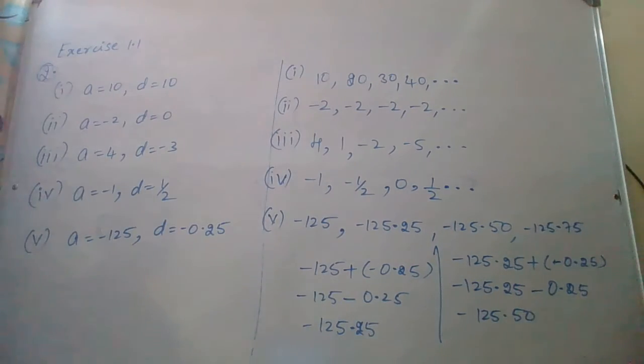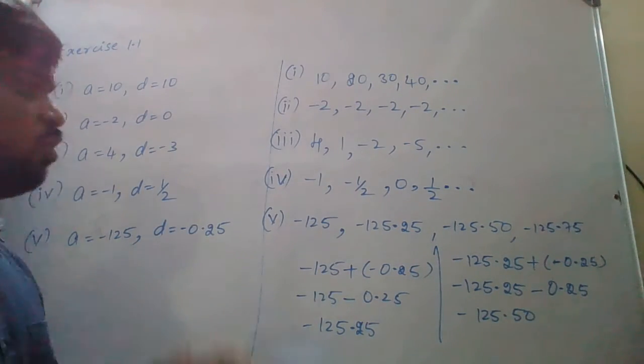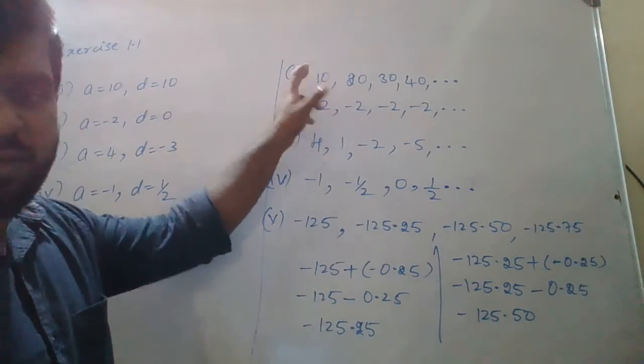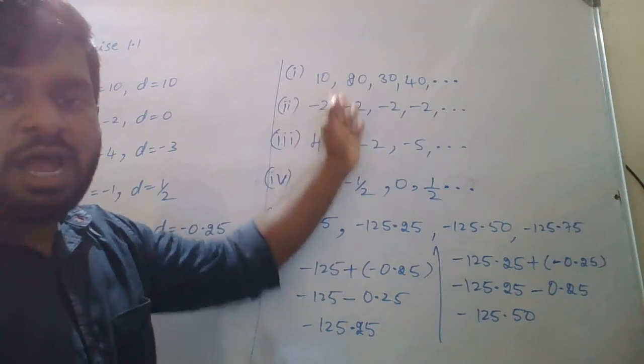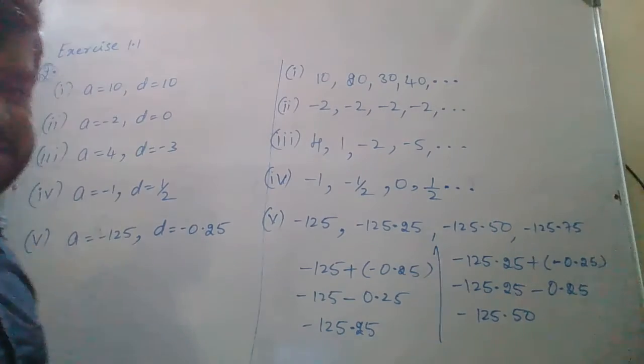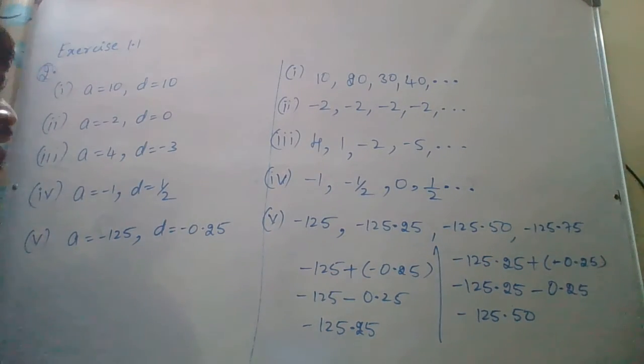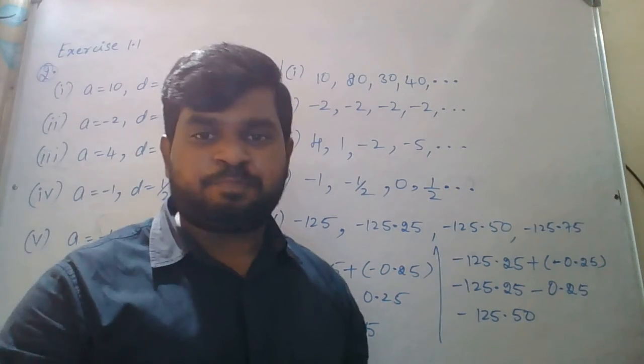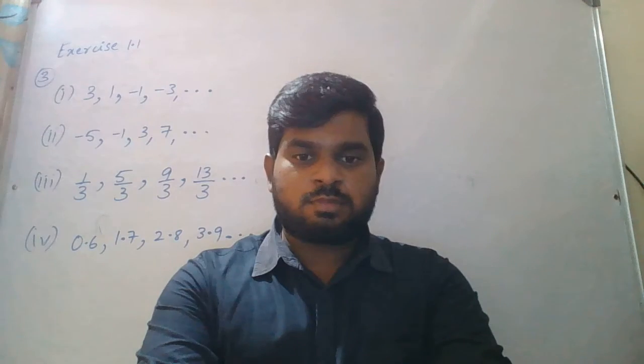Okay, you can try that. So it's very, very simple. You know the value of a and d. Write your a value. If you want the next one, just add d to it. Again, add d to it. You will be getting the next terms. Okay. So this is our second main in the first exercise. Okay, students.